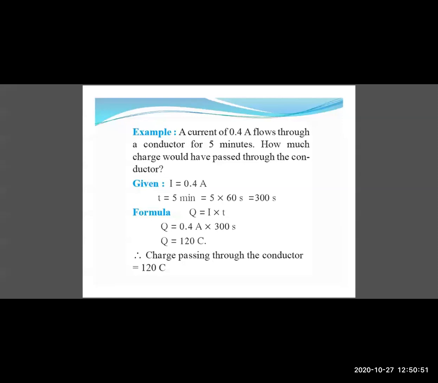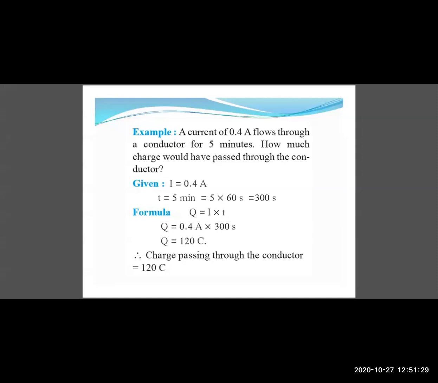Further, let us look at an example numerical. A current of 0.4 amperes flows through a conductor for 5 minutes. Here the current I is given as 0.4 A, where A is the unit ampere. The time t is given as 5 minutes. Since we solve numericals in the SI system, we need to convert time into seconds. 5 minutes is 5 into 60, because each minute has 60 seconds, so 300 seconds.